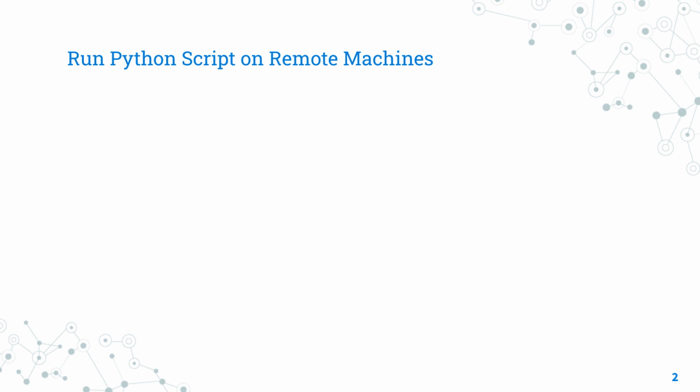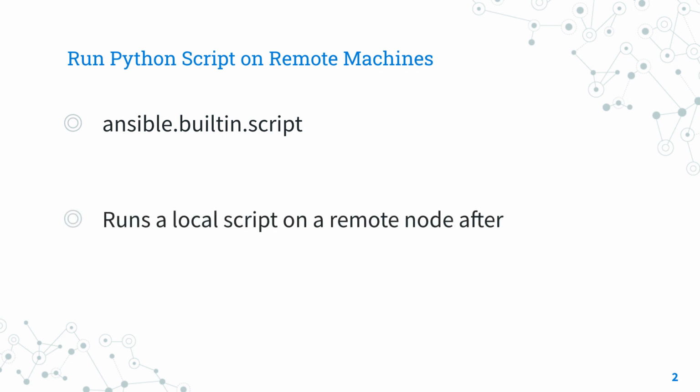Let's talk about the Ansible module script. The full name is ansible.builtin.script, which means that it's part of the Ansible built-in modules included in the Ansible-Core platform. The purpose of the module is to run a local script on a remote node after transferring it.